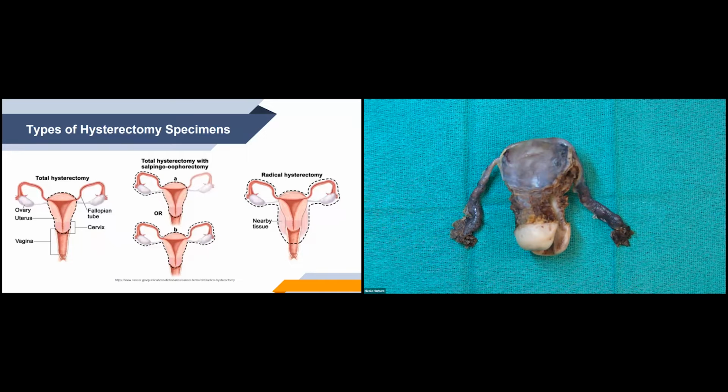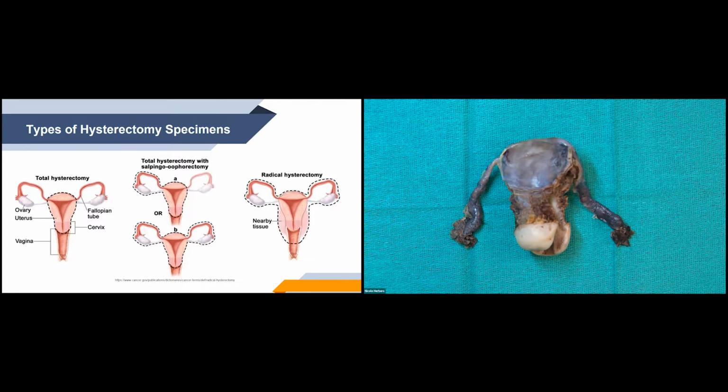So a total hysterectomy specimen includes the removal of the uterus and cervix, and this can be done for either benign or malignant conditions. A salpingectomy is the removal of one or both fallopian tubes. An oophorectomy is the removal of one or both ovaries.